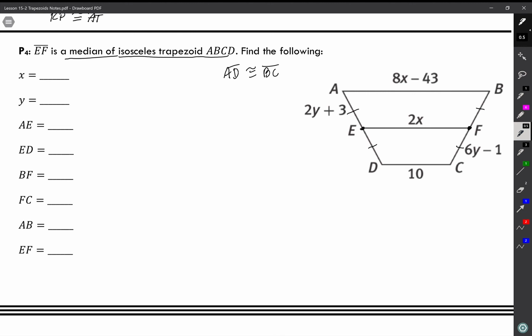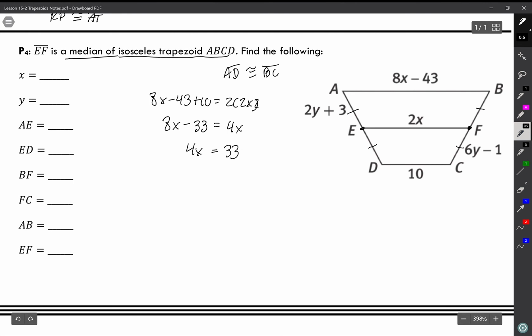So we know that EF is a median, so I can say that we add up my two bases, 8x minus 43 plus 10, is just equal to 2 times my median, which is 2x. So let's solve. 8x minus 33 is equal to 4x. So 4x is equal to 33. Doing a little skipping steps in algebra in my head.